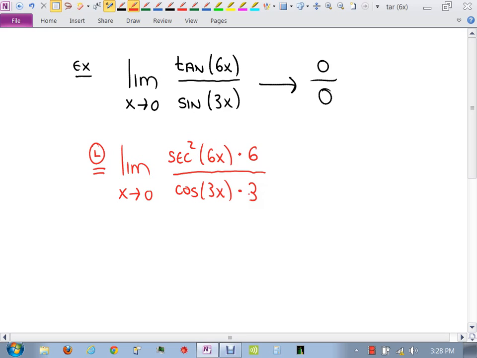Now, go ahead. Try it. Remember, secant is 1 over cosine, isn't it? So what is secant of 0? Well, cosine of 0 is 1, isn't it? So secant of 0 is 1. 1 squared is 1. So you get what on top there? 6. And then again, cosine of 0 on the bottom is 1. 1 times 3 is 3. The answer is 2. Isn't that nice?